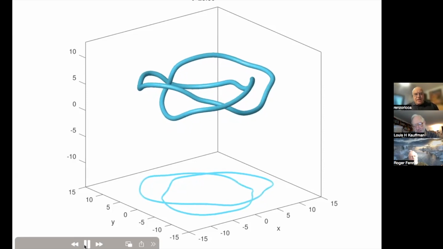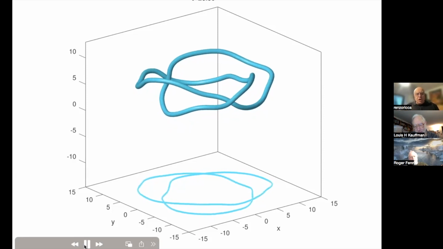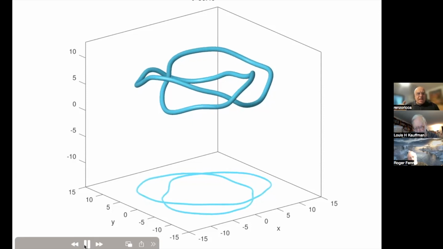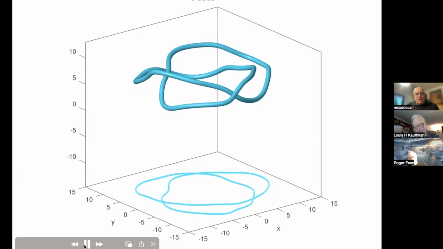Okay, and then the last movie, and nothing else happens here. Of course, if we would have more computational time, it would interact again, reconnect again, and do the cascade process that we expect, because this is a pretty generic aspect of vortex dynamics.